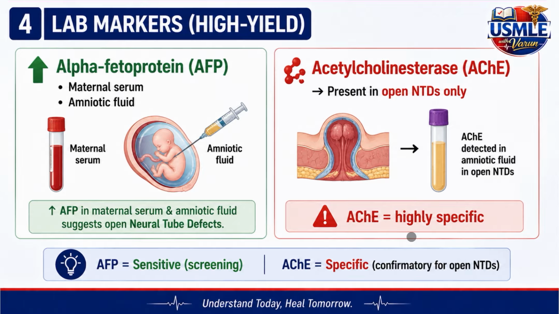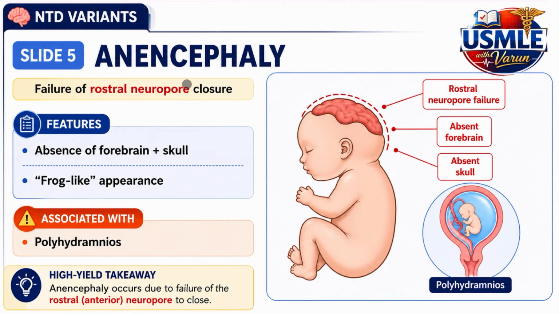So now coming to anencephaly. This occurs when the rostral or the head side of the neuropore fails to close. The forebrain and skull usually don't develop. That's why the baby has an absence of forebrain and absence of skull, and also there's a characteristic frog-like appearance. An important association of anencephaly is polyhydramnios. Polyhydramnios occurs in anencephaly because the fetus cannot swallow amniotic fluid because of an underdeveloped forebrain.